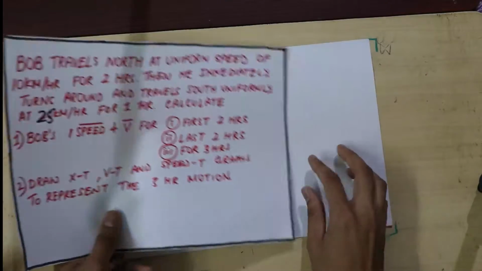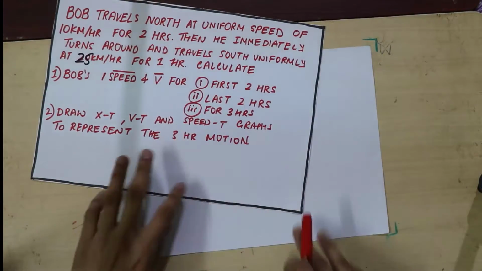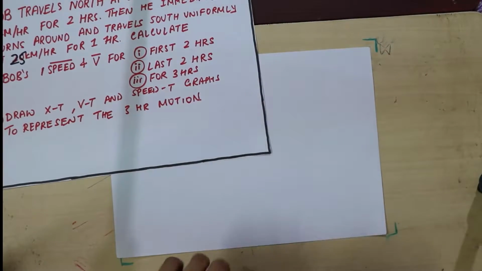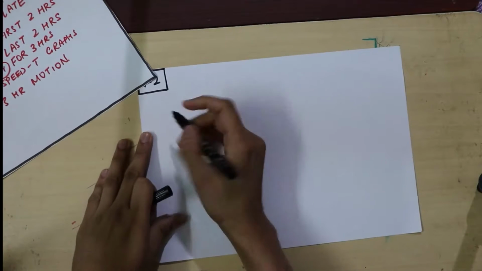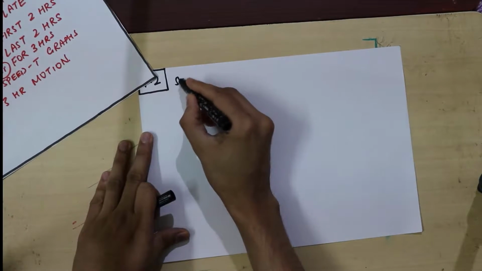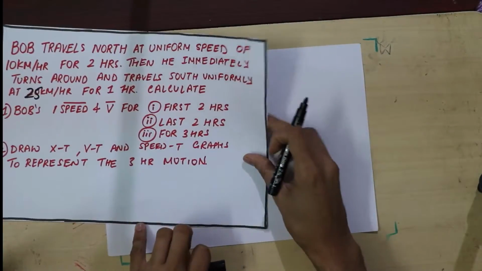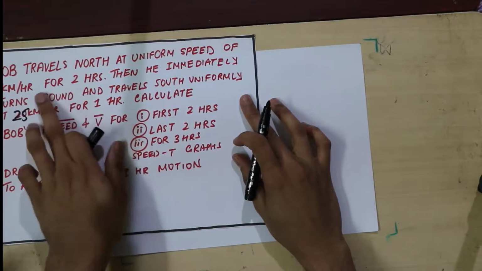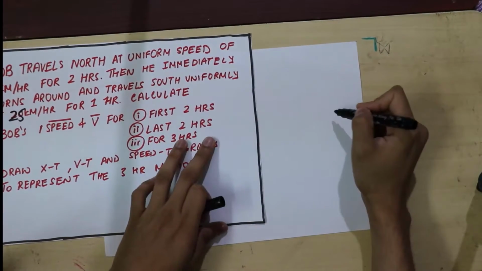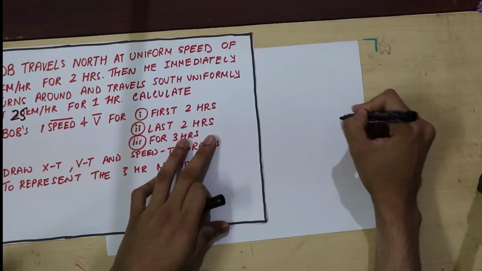The first step is definitely going to be drawing this particular situation. I'm going to make the small drawing over here. So here's my attempt at the solution. I'm going to try and draw this guy. He travels north at a uniform speed of 10 kilometers per hour for 2 hours. So I'm going to assume this here is going to be his initial position.